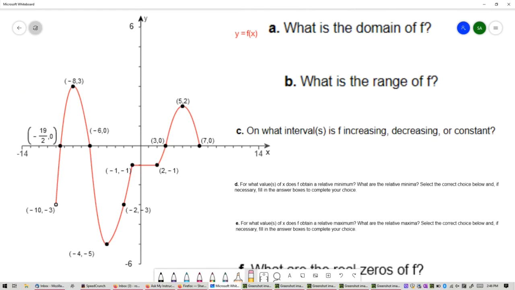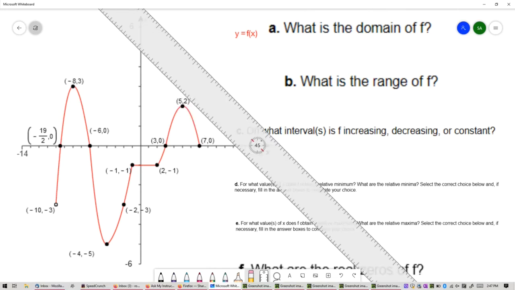So on this question, we are given this graph that's on the left, and we want to find the domain, the range, the intervals of increasing, decreasing, constant, the relative minimum and relative maximum, and also the real zeros of the function. So let's start with the domain of the graph that we have on the left here. So we need to know the definition of domain. The domain is the set of all x's, the set of all first coordinates.